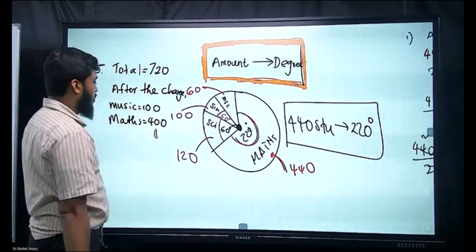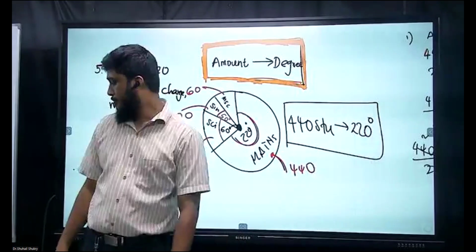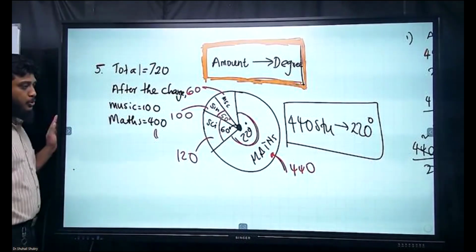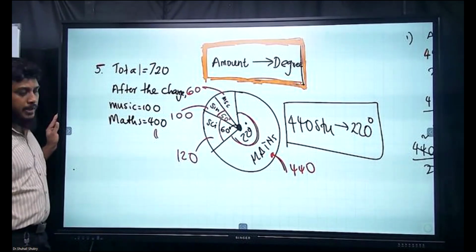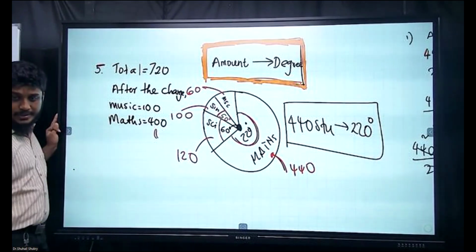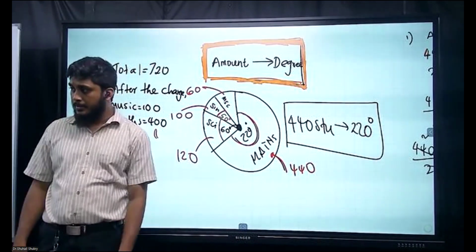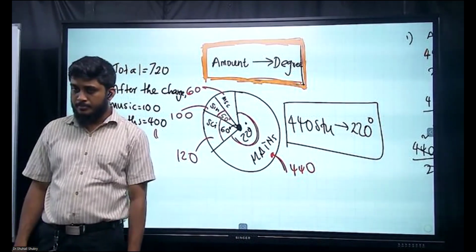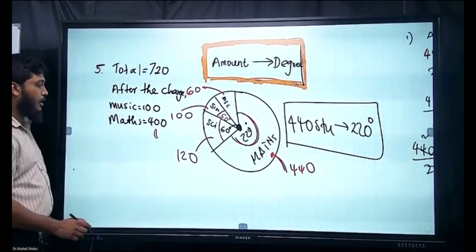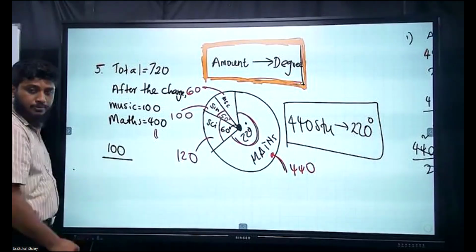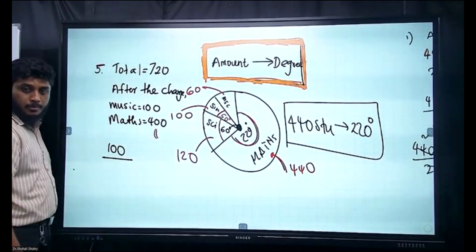400. Now they have asked the angle of what? Angle of music. I told you to put these data in a pie chart. No, in the first page itself, I explained how to put data to the pie chart. Can you remember? Then how many people are there for music? 100. Out of how many people?